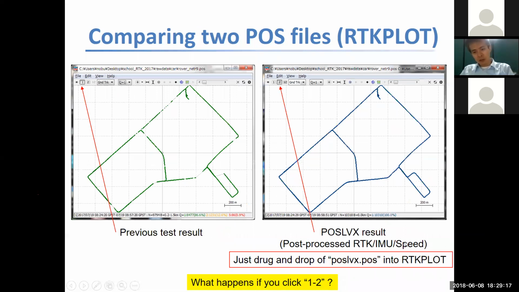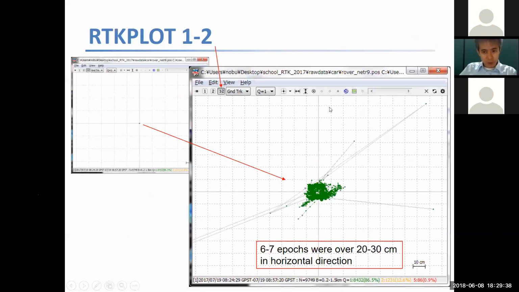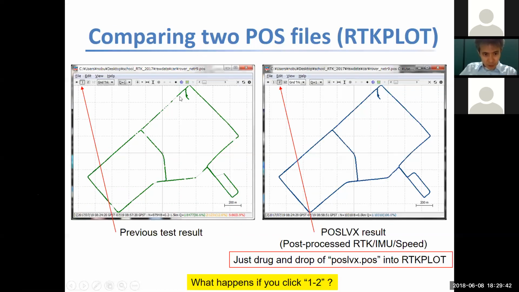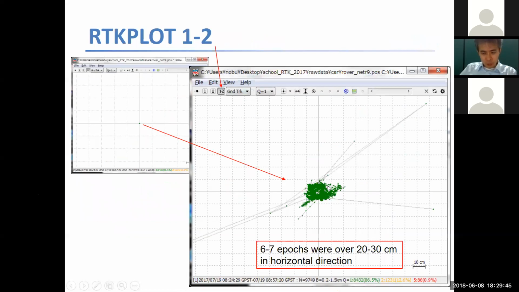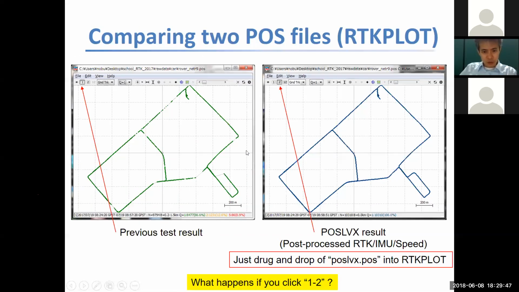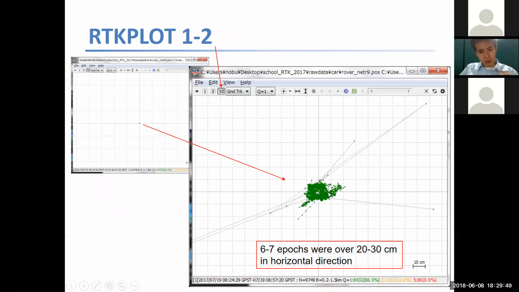So it's actually very good. Always within 10 centimeters accuracy. So post-LVX is plot 2, and the previous real test results are plot 1. And if you click 1 minus 2, you can see the difference at the same GPS time, and you can compare the test results between two figures. So this is very convenient.